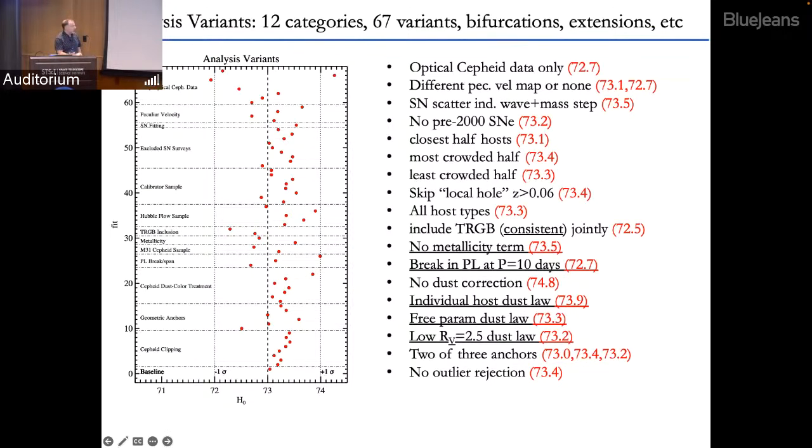And the value you get from the Hubble constant, you could skip the local region if you thought we live in a funny place for some reason. The bottom line here is it's very difficult for us to get below about 72.5 or above about 73.5. And it's not just us.